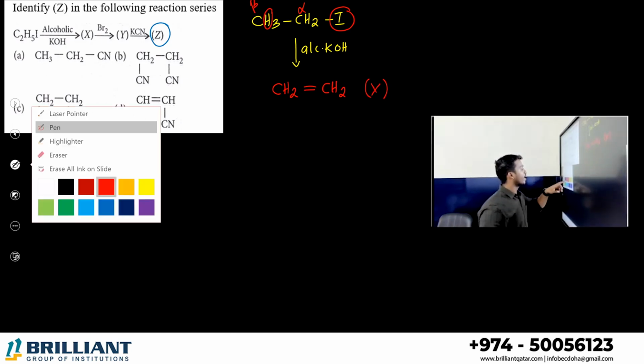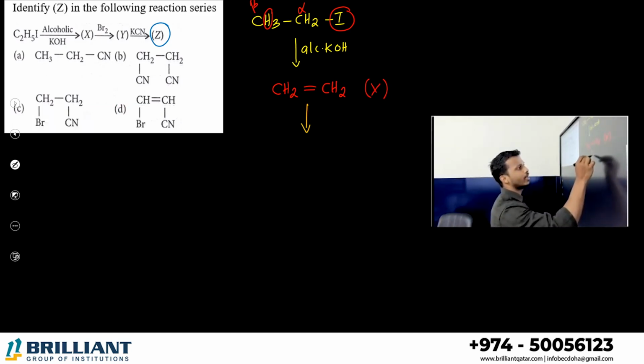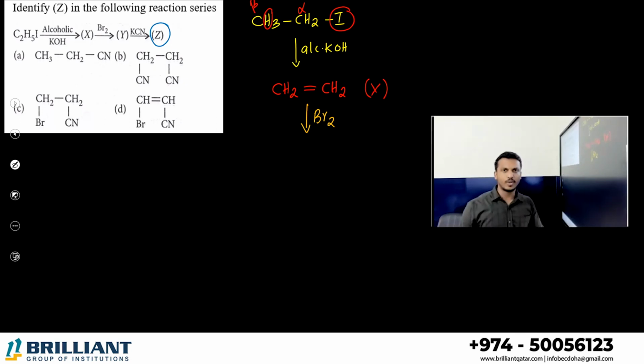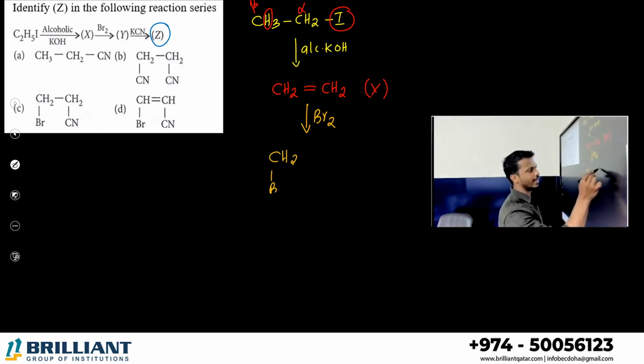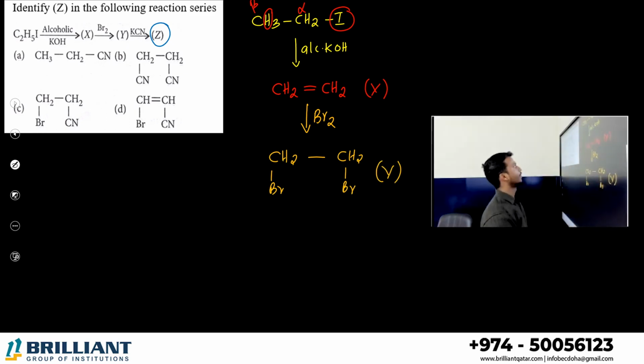Alright. To compound X, what are you adding, dear student? Br2. I told you, to an alkene, if you are adding bromine, it is an addition reaction. Both of the bromines go to each double-bonded carbon atom. The double bond becomes a single bond. You will get a vicinal dihalide. A vicinal compound, you will get it. Okay, this is your compound Y.